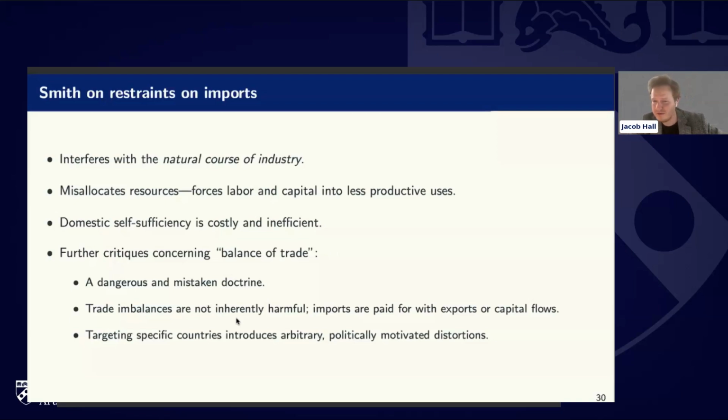Right? Imports are paid for with exports or capital flows. And targeting specific countries introduces arbitrary and politically motivated distortions that you don't really want to mess with. Like if we're going to attack France, not only are we stirring up trouble, but it's not that these things are necessarily well thought out. They can be arbitrary and politically motivated.